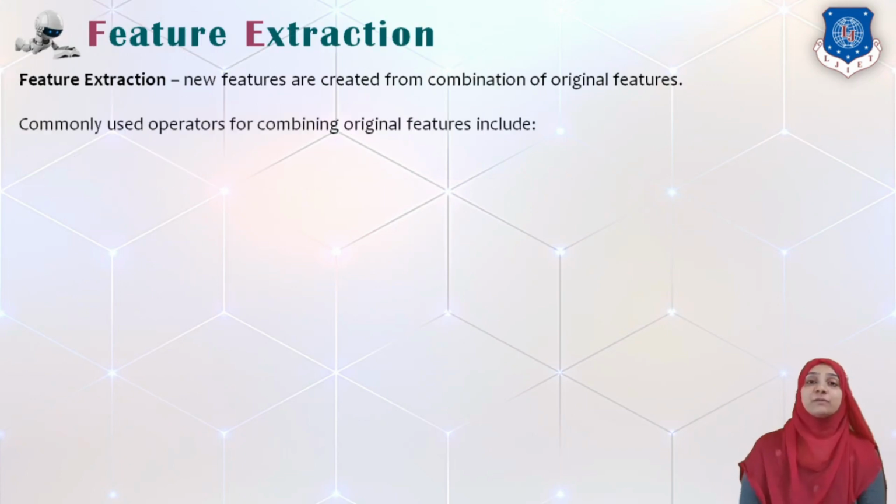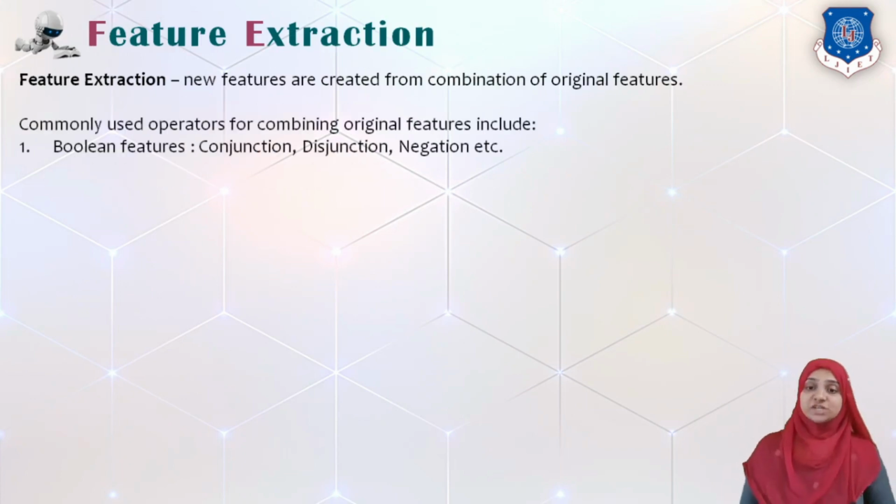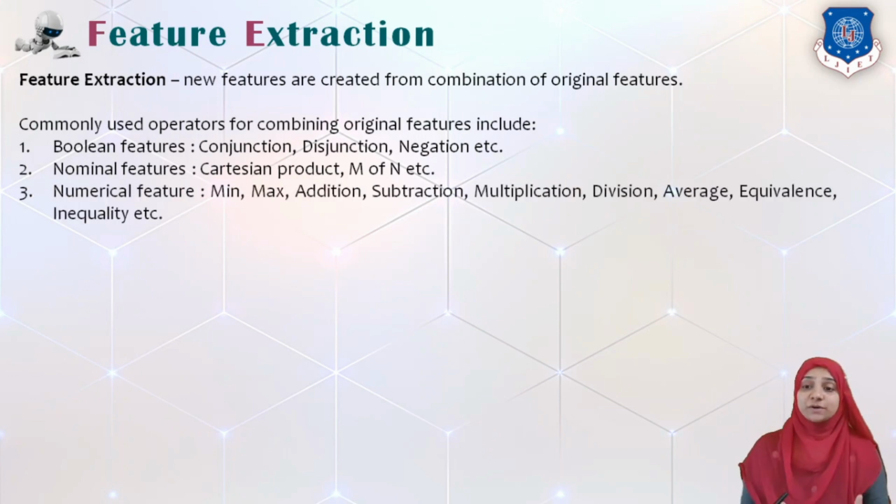So let us start with what is feature extraction. In feature extraction, we create new features from a combination of original features. So we will try to cover some set of features and produce or replace those features by a new feature. Commonly used operators to produce new features, if we have, say for example, Boolean features, are conjunction, which is nothing but performing an AND operation, disjunction, which is performing an OR operation, and negation, which is nothing but a NOT operation among them.